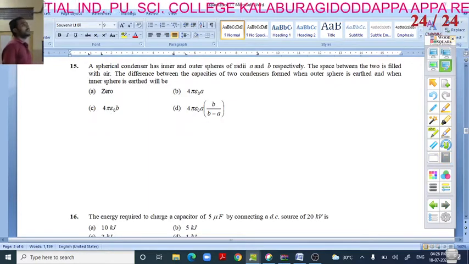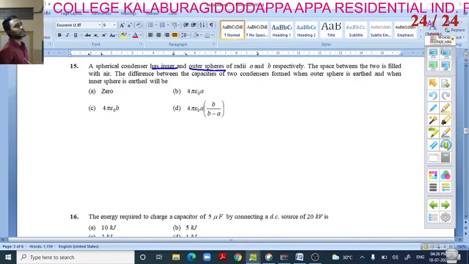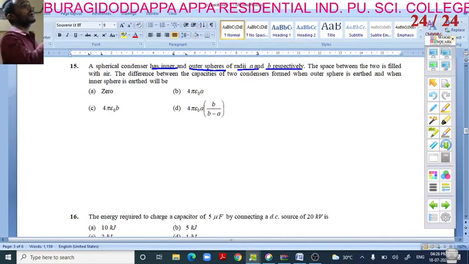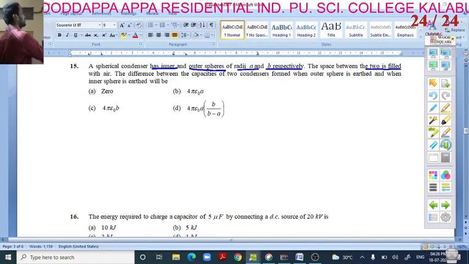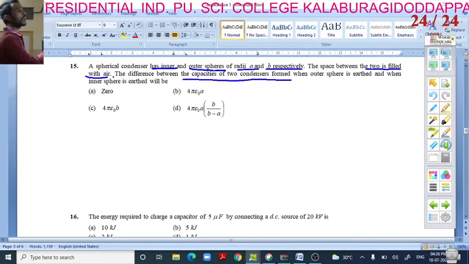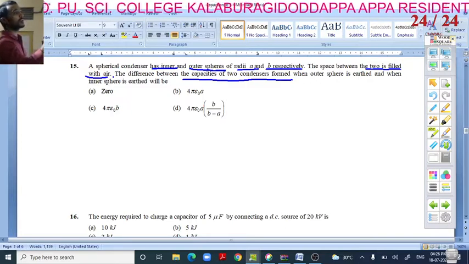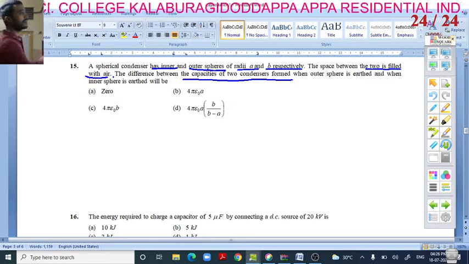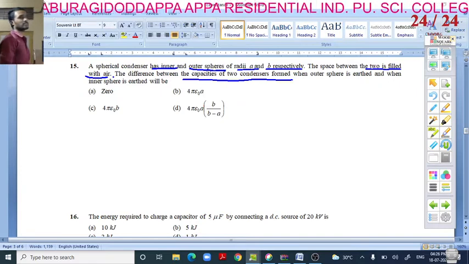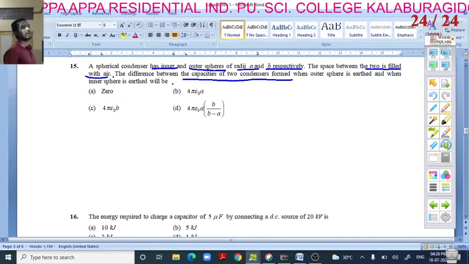Next. A spherical condenser has inner and outer spheres of radii A and B respectively. The space between the two plates is filled with air. The difference between the capacities of the condenser when the outer sphere is earthed and when the inner sphere is earthed will be?